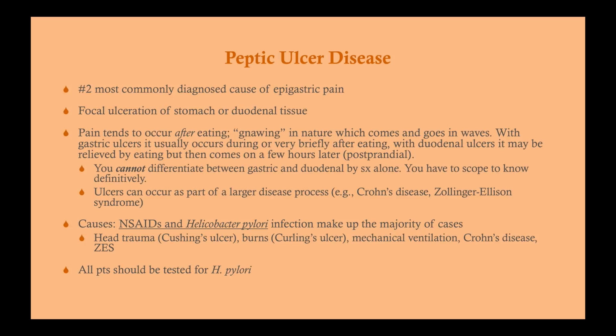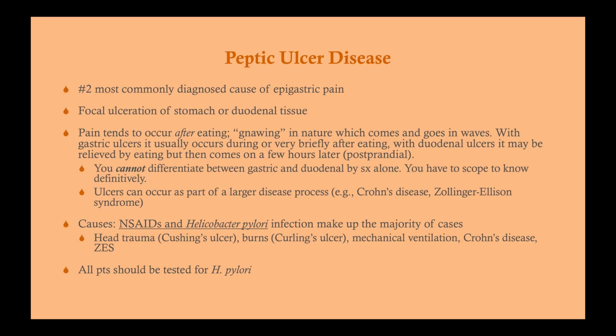Remember that ulcers can occur as part of a larger disease process. So certainly in Crohn's, remember that can affect anywhere from the mouth. You can get aphthous ulcers in the mouth all the way down to the rectum. In Crohn's, you get ulcerations really anywhere. Whereas with Zollinger-Ellison syndrome, again, you can also get ulcers, but remember, Zollinger-Ellison syndrome is due to a gastrin-secreting tumor. So with Crohn's, look for people with lower GI symptoms like diarrhea and lower abdominal pain.